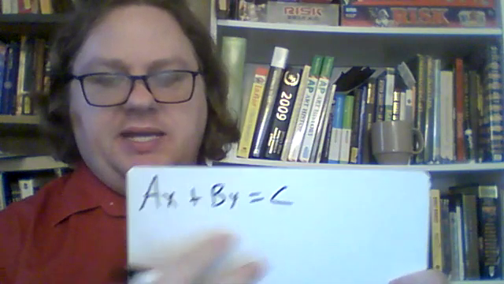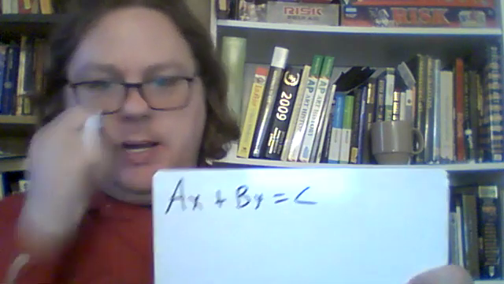Let's begin. 3.4, standard form of linear equations. So we were talking previously about slope-intercept form. That's the y equals mx plus b. Now we have standard form, ax plus by equals c, where a, b, and c are all numbers.